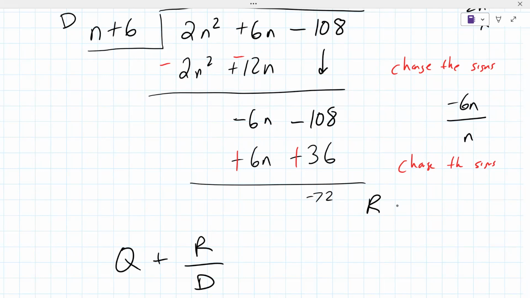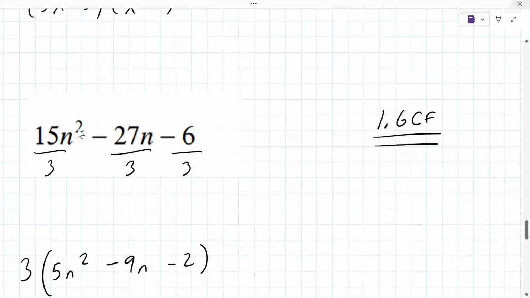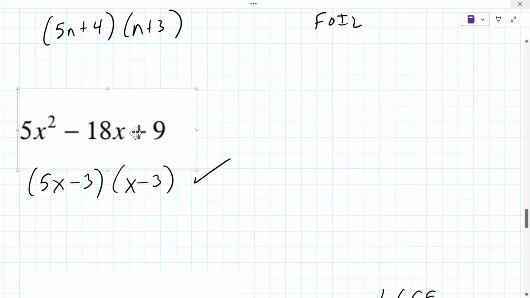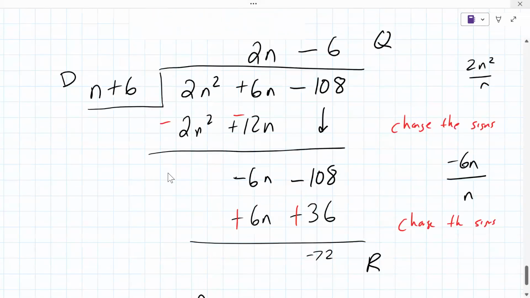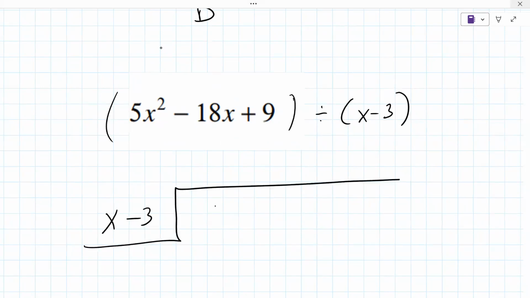Okay. So it's not too bad. Nope. Let's try another one here. So we're going to put that x minus 3 outside the house, 5x squared minus 18x plus 9 inside the house.